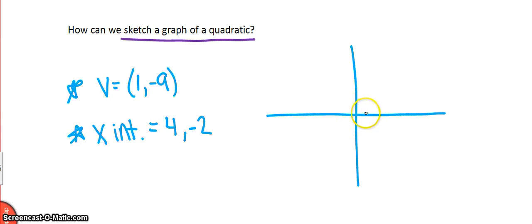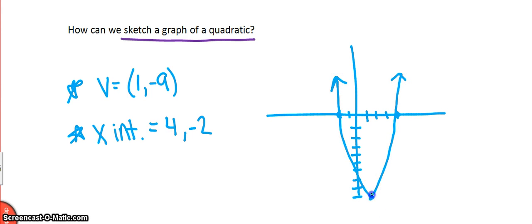So this particular parabola would have its vertex at 1, negative 9. Counting 1, 2, 3, 4, 5, 6, 7, 8, 9, here's 1, negative 9. And our x-intercepts would be at 4, 0, so this is 1, 2, 3, 4 with y-coordinate 0, and also at negative 2. If I have those 3 points, like we discussed before, that should be enough to define a parabola.